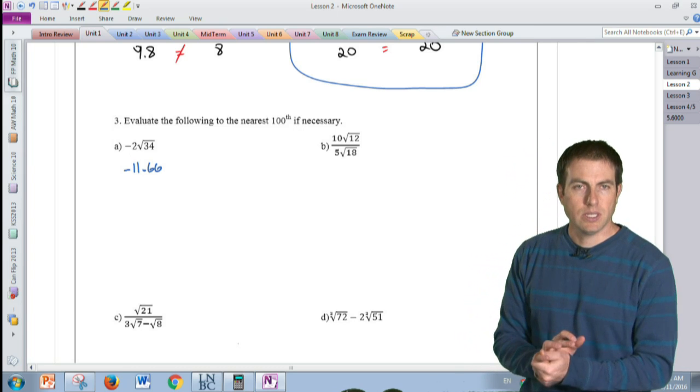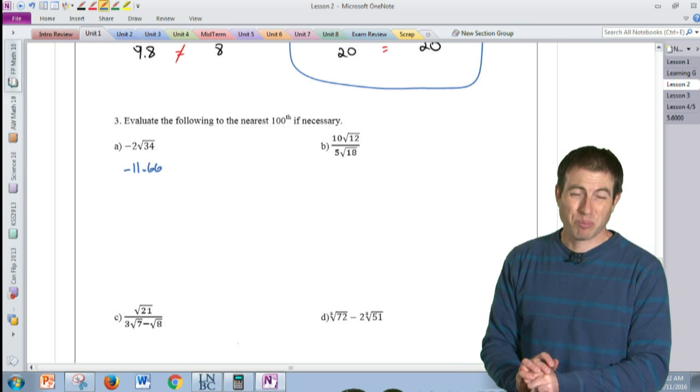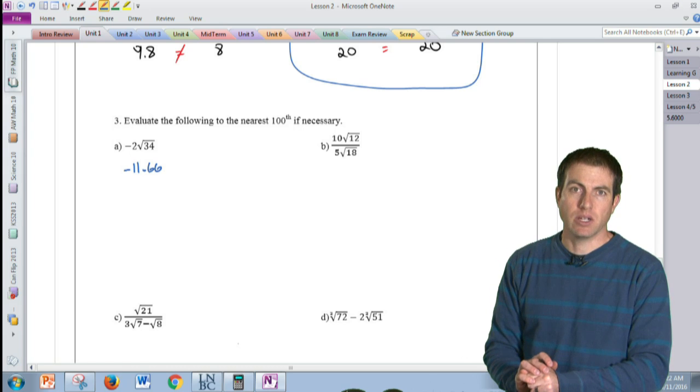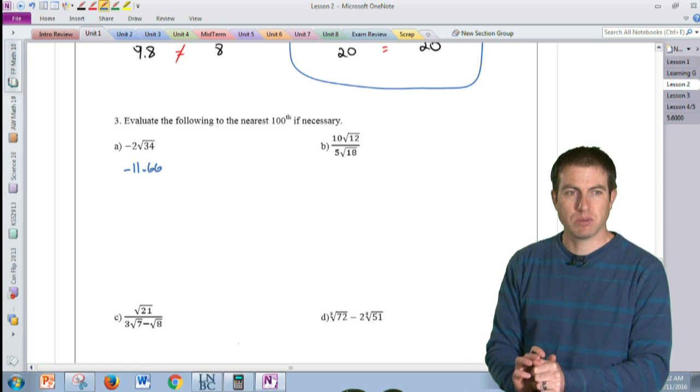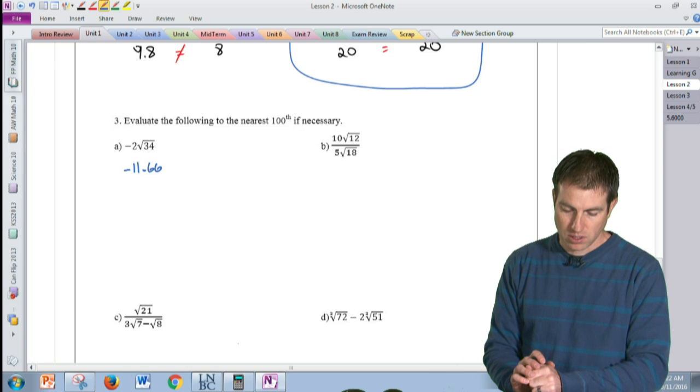All right, letter B. I could probably plug this all into my calculator in one big step. In fact, I know I could. But I kind of like to do it maybe in 2 steps just to kind of minimize mistakes.